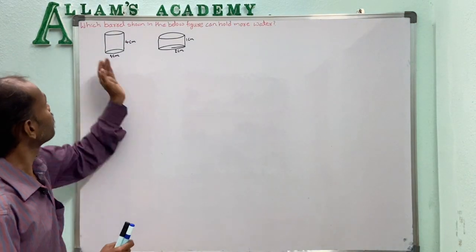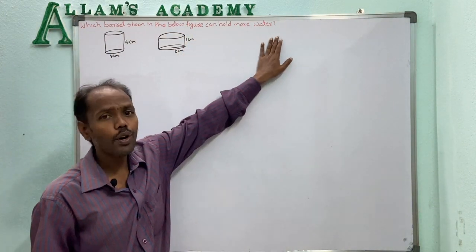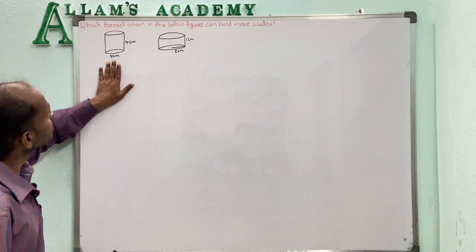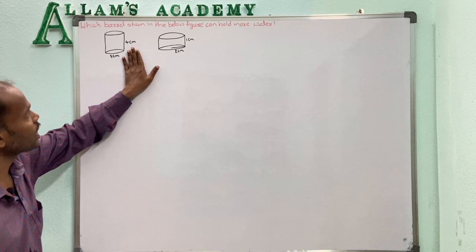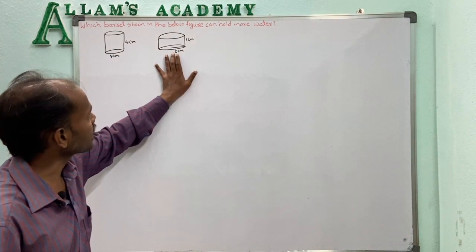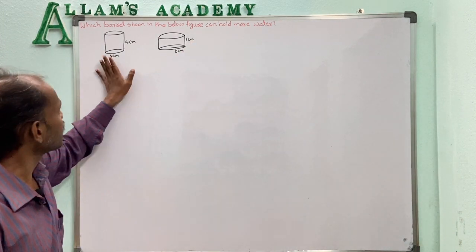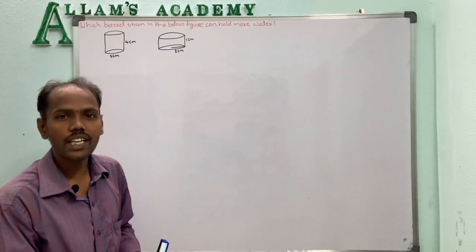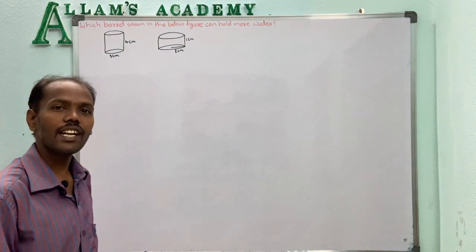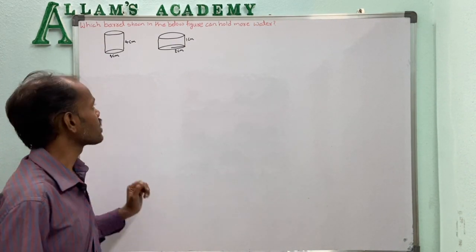Here given the problem, which barrel shown in the below figure can hold more water? So 2 barrels are given. One barrel's diameter is 1 centimeter, height is 4 centimeters, and another barrel's radius is 2 centimeters and height is 1 centimeter. In that, which can hold more water is asked, and both the barrels are in the shape of a cylinder. So here we want to find the volume of the cylinders.